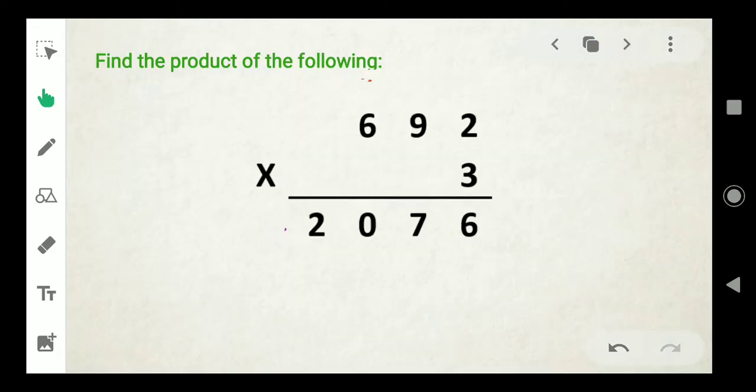Find the product of the following. First question is 692 into 3. Here we are going to revise on 1-digit number multiplication. Here only 1 digit. We are going to multiply with this 3 digits. 3 into 2 is 6. 3 into 9 is equal to 27. We write 7 here. 2 is remainder. Okay. 3 into 6. What is it? 18 plus 2, 20. So the product of 692 and 3 is 2076.